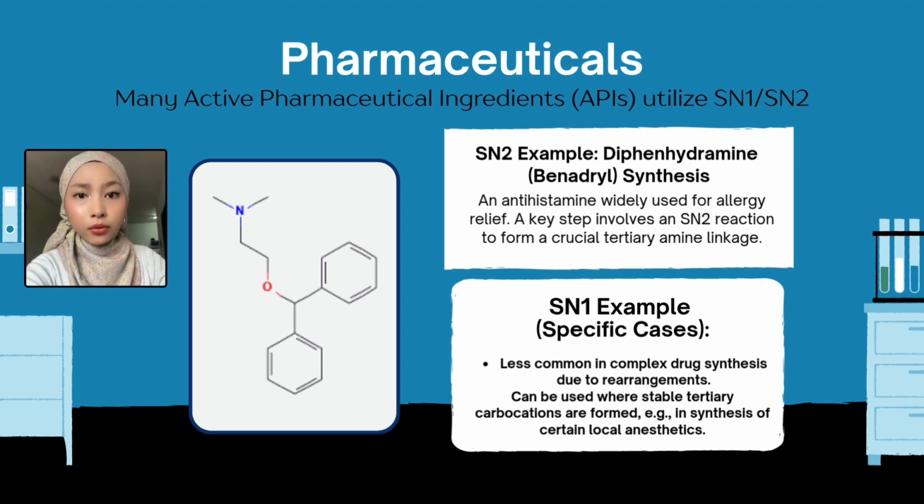What about SN1? SN1 reactions are used less often in pharmaceutical synthesis, mainly because they involve carbocation intermediates, which can rearrange and lead to unwanted side products. But in specific cases where the carbocation is stable, SN1 reactions can be useful, for example in the synthesis of certain local anesthetics or tertiary alcohol-based APIs.